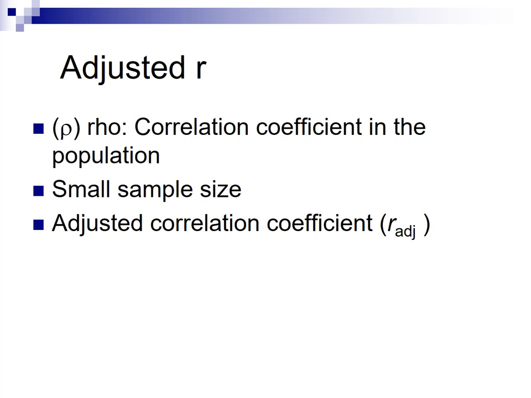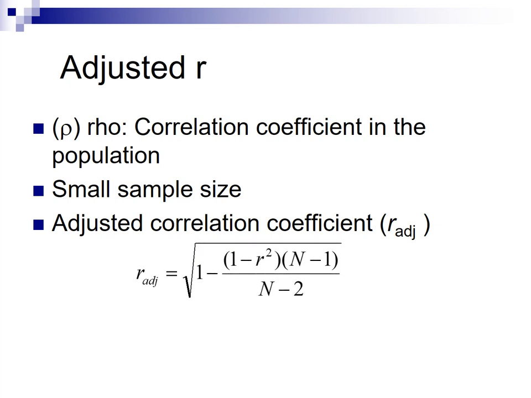Sometimes in some computer software output, you will see this adjusted R. What is this adjusted R? When we use our sample to estimate a population correlation coefficient, we may have some biased estimation, especially when the sample size is small. Therefore, the computer software will compute the adjusted correlation coefficient, and on the output, it is indicated as R adjusted.